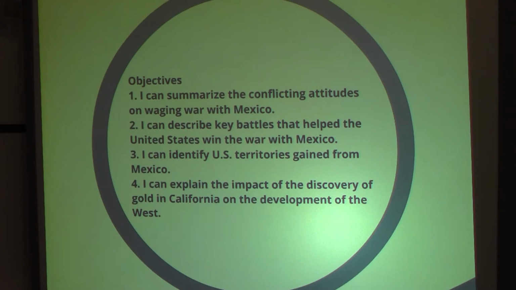5 years later, in 1853, the United States bought more land from Mexico. This deal was known as the Gadsden Purchase. This set the current borders of the lower 48 states.